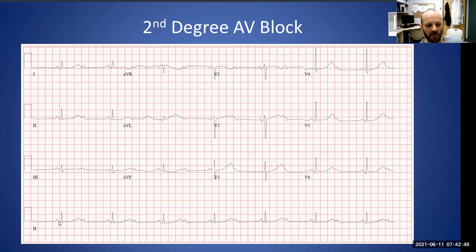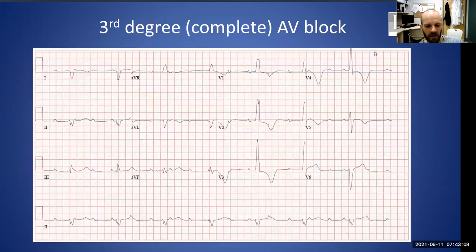So this one conducts: P wave, QRS, T. P wave, no QRS complex. P wave, QRS, T. P wave, no QRS. And we've got this repeating pattern where every other beat conducts, but every other beat fails to conduct. So this is second degree AV block.